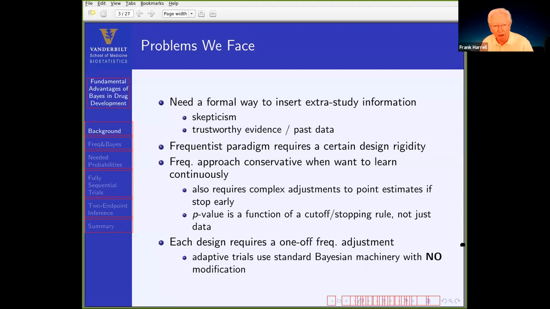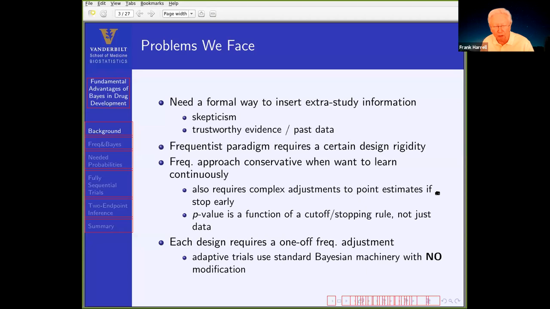The frequentist approach turns out to be conservative if you want to learn continuously. And we know that the expected sample size for a study goes down as the number of looks increase, especially in the Bayesian paradigm. And then the frequentist approach, if you're trying to learn quickly, you have multiple looks at the data, you need to use complex adjustments to the point estimates if you stop early. This is a well-known statistical phenomenon, but you'll be amazed how seldom this is actually applied in a phase three clinical trial that stopped early.